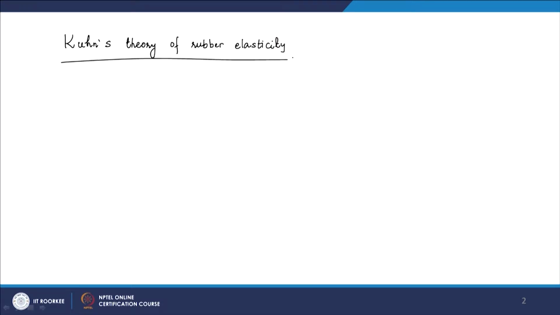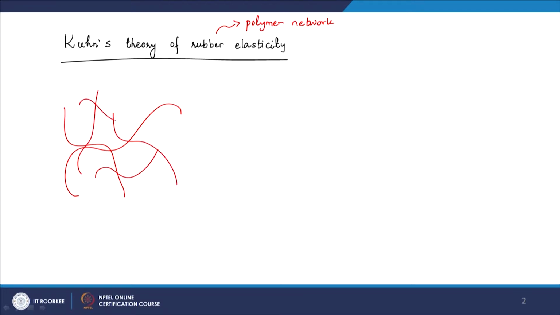So, rubber, as you know, is a polymer network, and therefore we can represent the rubber as composed of many polymer chains connected together by some kind of physical or chemical cross linking. Typically, when it is chemical or covalent cross linking, that is what we call a rubber. When it is physical cross linking, we call it an entangled polymeric system.